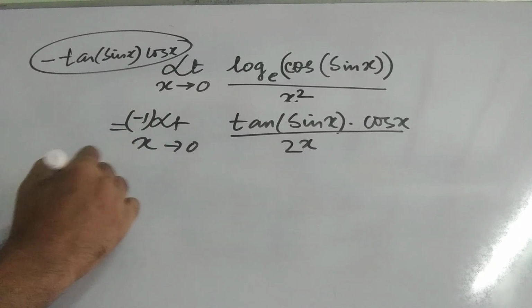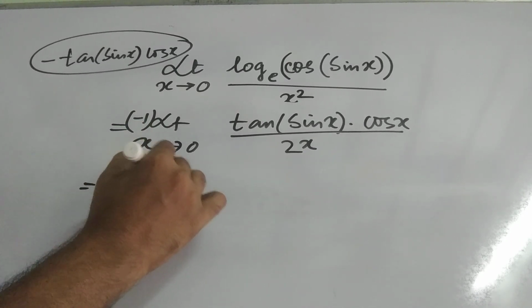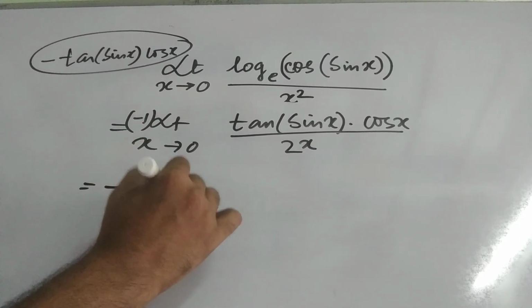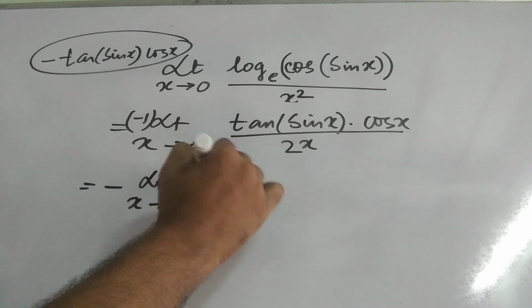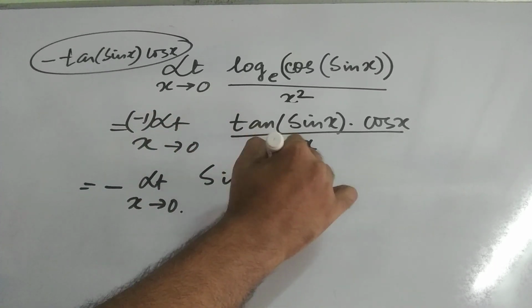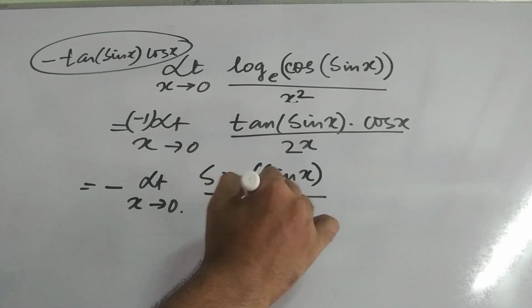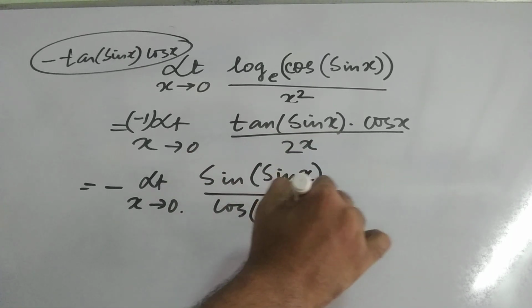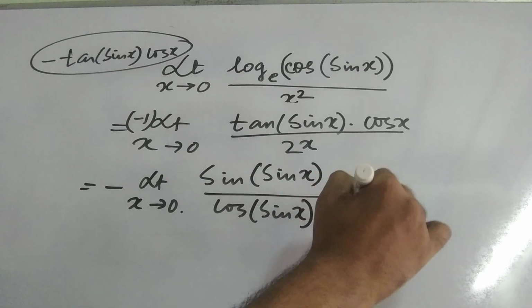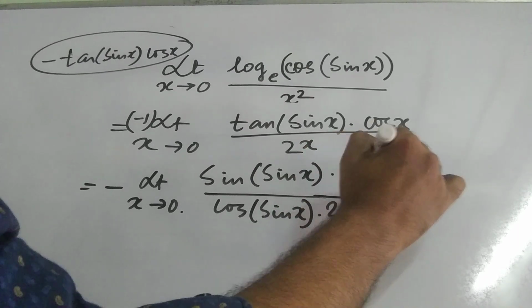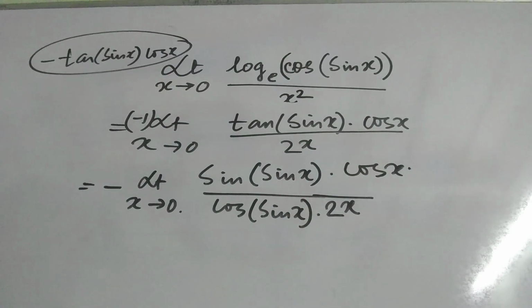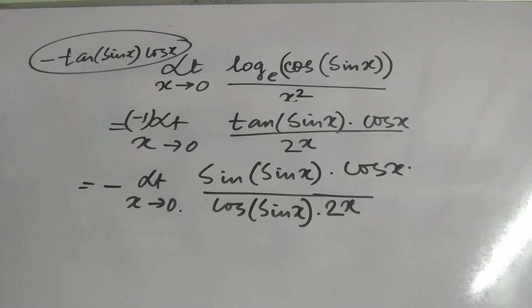So I can write minus limit x tends to 0 of sin of sin x divided by cos of sin x into 2x. On the top there is another cos x. What am I doing now?